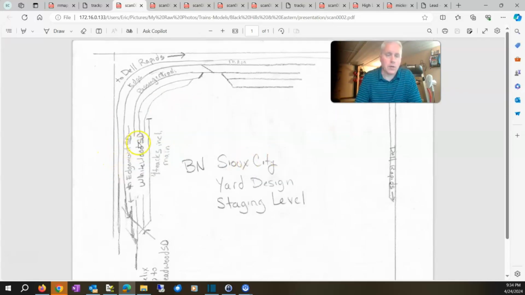Whitewood, South Dakota will serve the D&I Railroad, Dakota, Minnesota, and Eastern. This line on the outside here is the line to Dell Rapids from Sioux Falls. And then, of course, this represents the southern edge of the Sioux City, Iowa yard, the Burlington Northern yard.